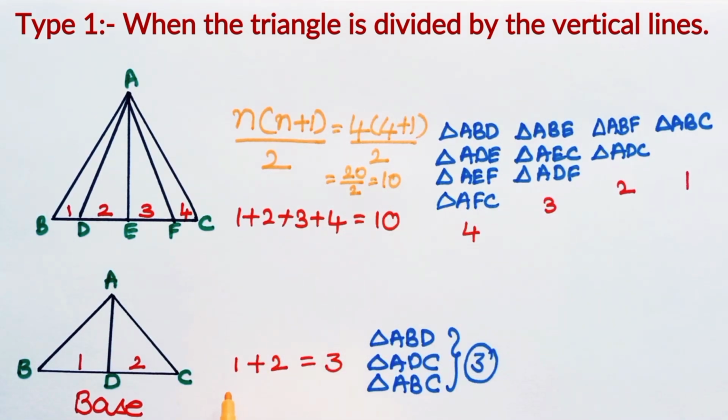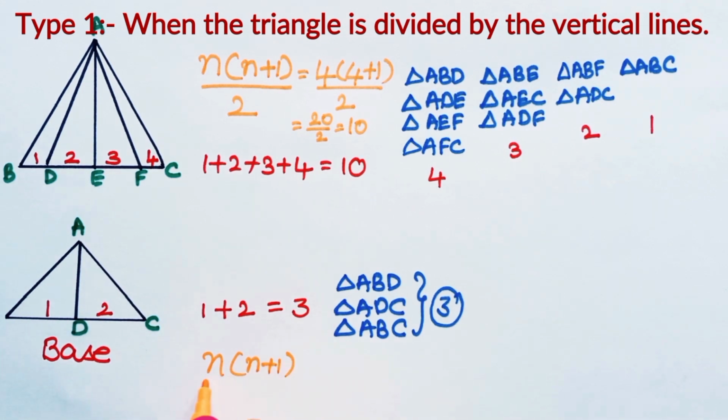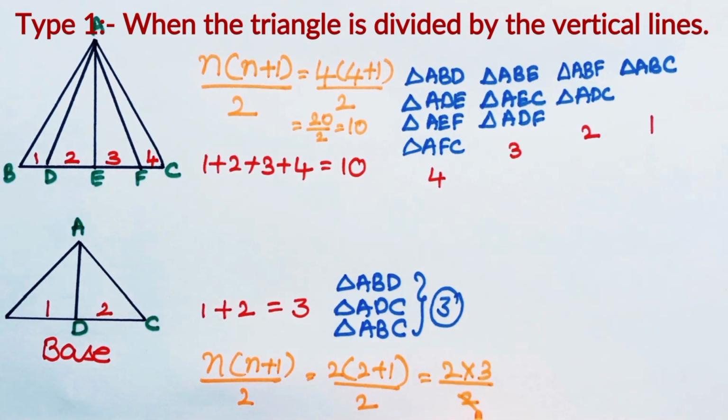And here also, what is n here? It is 2. How many number of triangles are present inside the triangle? There are 2 triangles. So n into n plus 1 by 2 is equal to 2 into 2 plus 1 by 2. That is equal to 2 into 3 by 2. The answer is 3. So there are 3 triangles present in the given figure.